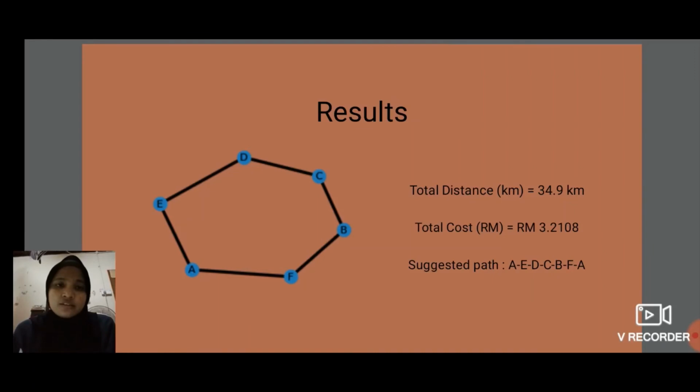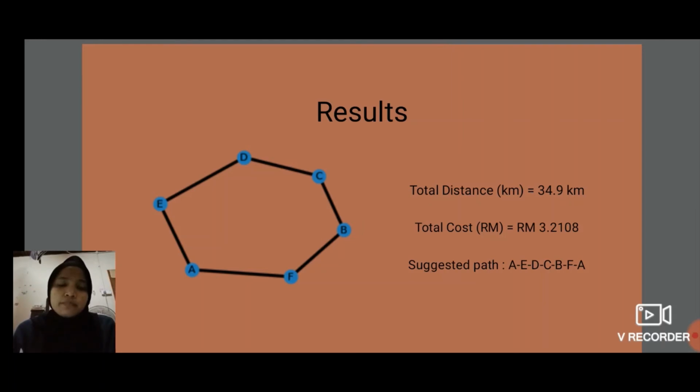Lastly is the result. This is a network graph of the 5 selected residential areas including the district office. Based on the graph, we get the results, which are the total distance, total cost, and suggested path. The total distance is 34.9 km and the total cost is RM3.21.